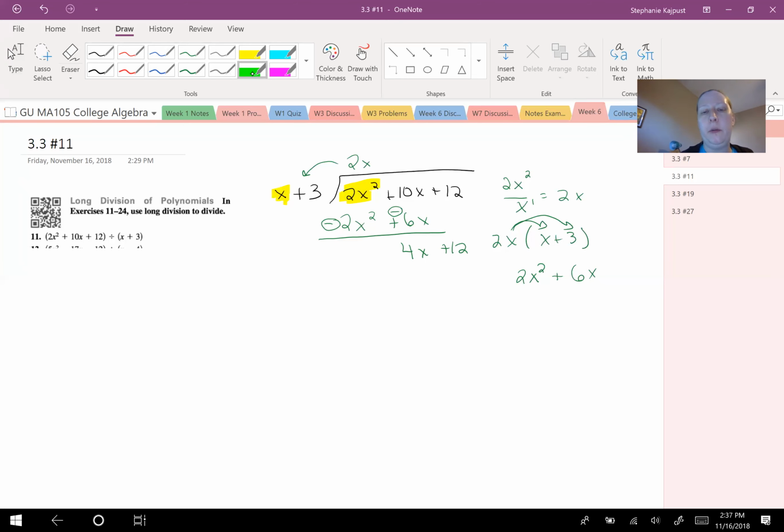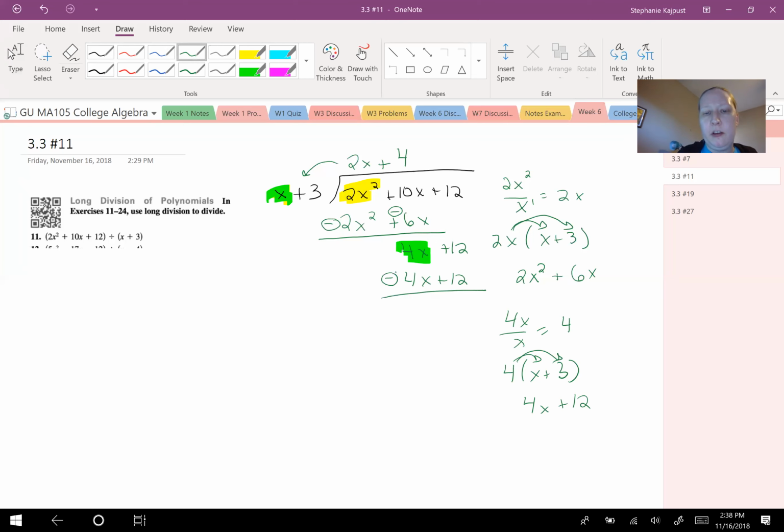So now I'm going to repeat the process, but now I'm going to use the 4x and the x. So 4x over x, the x's cancel, you get 4. So x times 4 gives me 4x. So I'm going to write plus 4. And then I need to distribute that by the x plus 3. So 4 times x is 4x. 4 times 3 is 12. So I write that underneath, 4x plus 12.